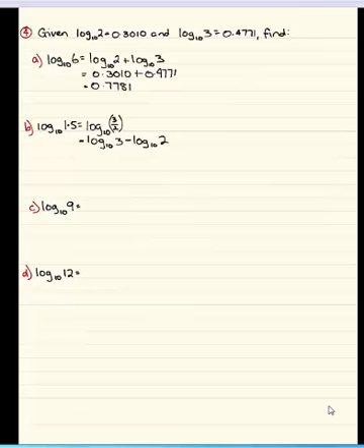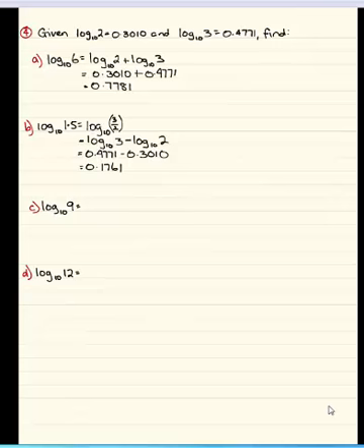Okay, so log base 10 of 3, well, that is 0.4771 minus 0.3010. So what do you get when you subtract those ones? 0.1761. Now they're the two really easy ones. After that, things get a little bit more complicated, not too complicated though.